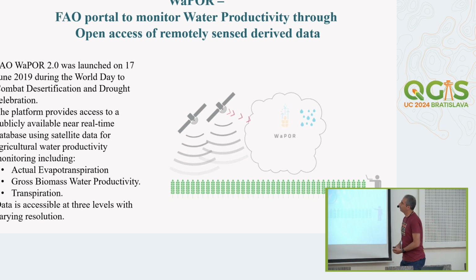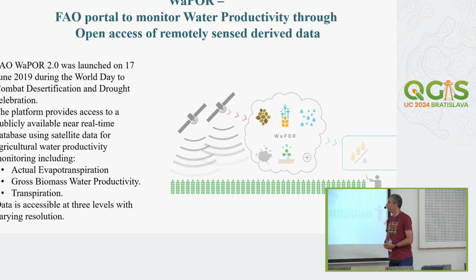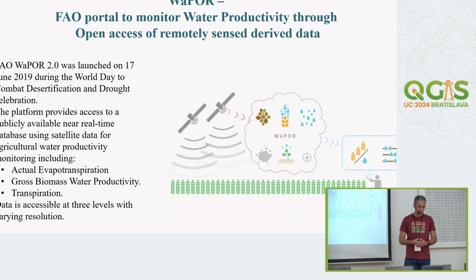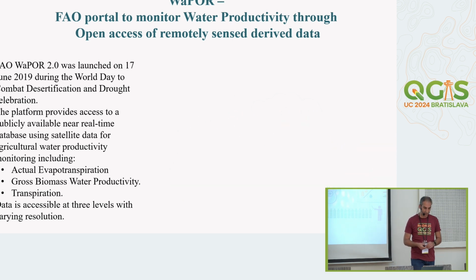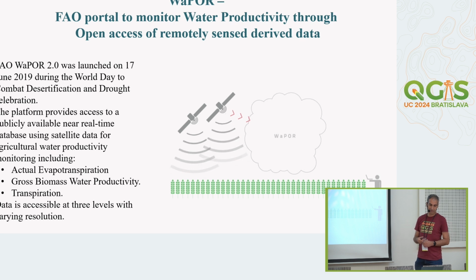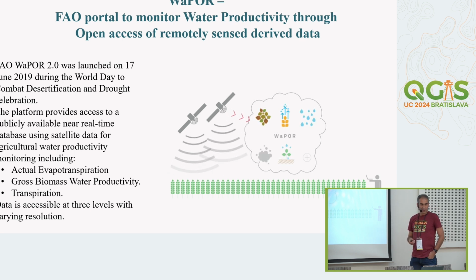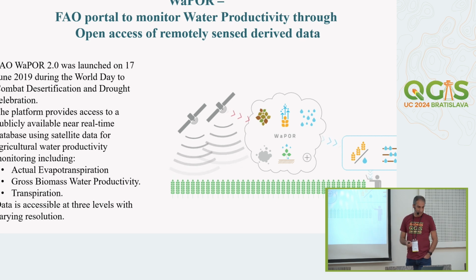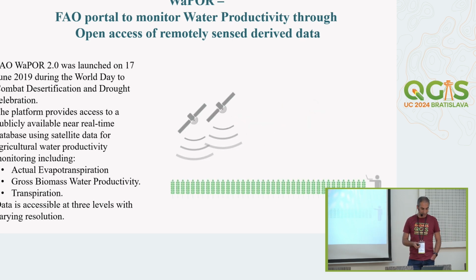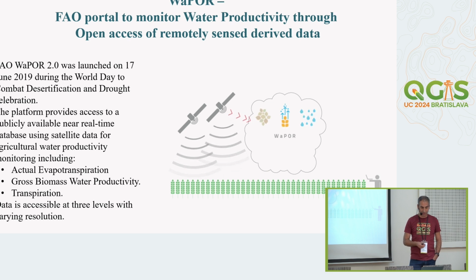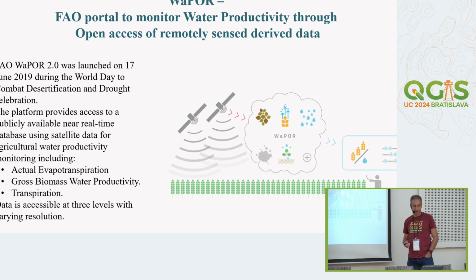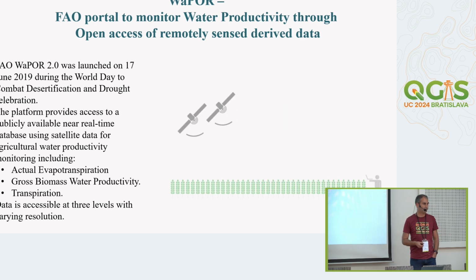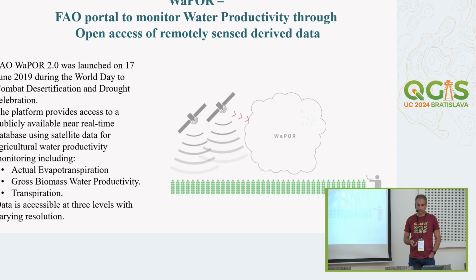The second version of WaPOR, when the data got widely available, was launched on 17 June 2019 during the World Day to Combat Desertification and Drought. And the platform was an online platform which provides open data, which includes actual evapotranspiration, gross biomass, water productivity, and transpiration, amongst other data sets that are useful for people working in the agriculture and water sector.